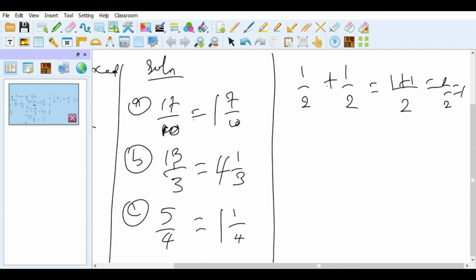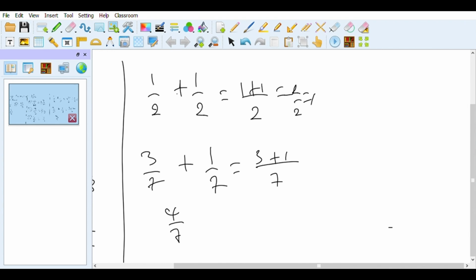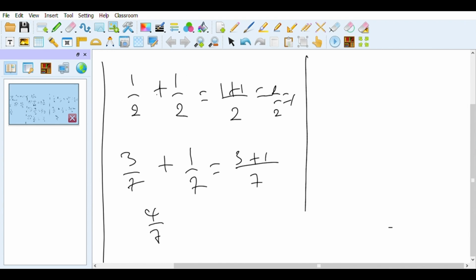If we have something like 3 over 7 plus 1 over 7, the denominators are the same. To solve this, we just take the common denominator and add the numerators just the way they are, and then 3 plus 1 gives us 4 over 7. See, very simple if the denominators are the same, but that is not the case every time. This also works for subtraction.